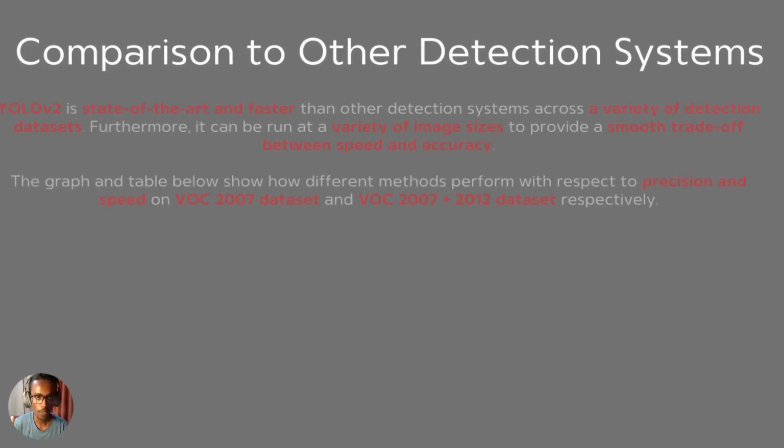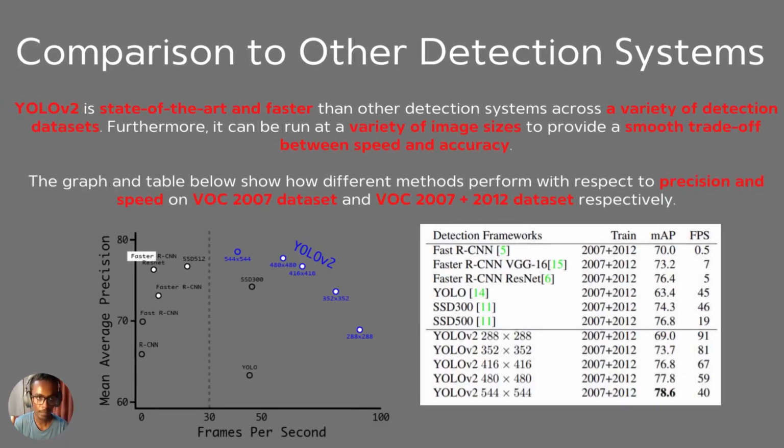Now let's compare the performance of YOLO v2 with other detection systems. YOLO v2 is state-of-the-art and faster than other object detection systems across a variety of detection datasets. Furthermore, it can be run at a variety of image sizes to provide a smooth trade-off between speed and accuracy. And the graph and the table below show how different methods perform with respect to precision and speed on the VOC 2007 dataset and the Pascal VOC 2007 and 2012 dataset respectively.